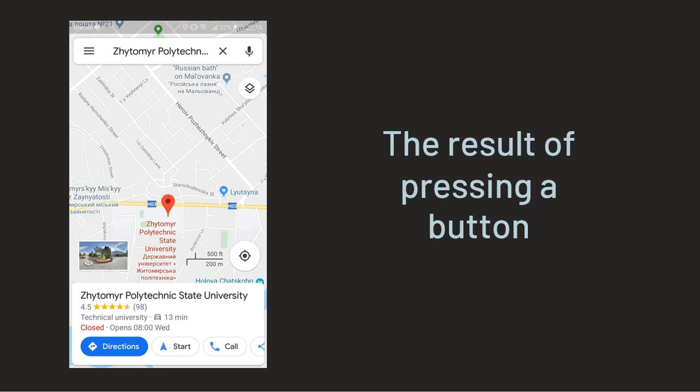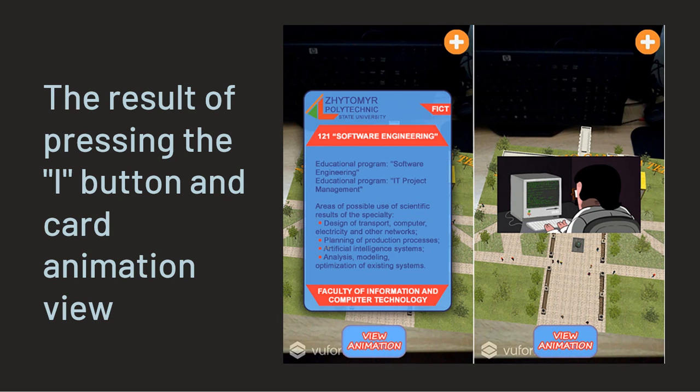It is also possible to enlarge or reduce the image of the institution. It is also possible to open the Google Maps service, which will indicate the location of Zhytomyr Polytechnic State University. By pressing the I button, the user will open several cards. All cards have the same design. They are depicted in the form of a rectangle with round edges. Each of them is a representation of a separate specialty at a faculty.